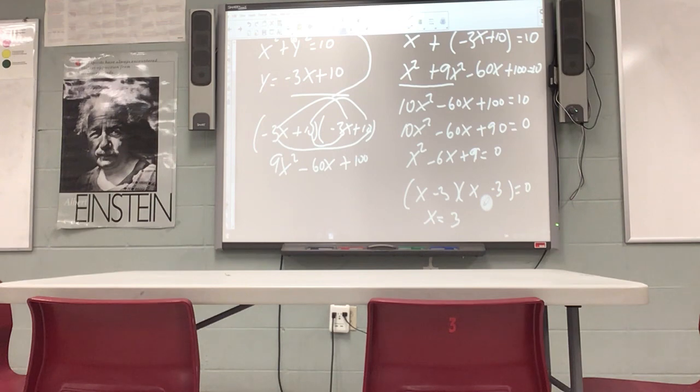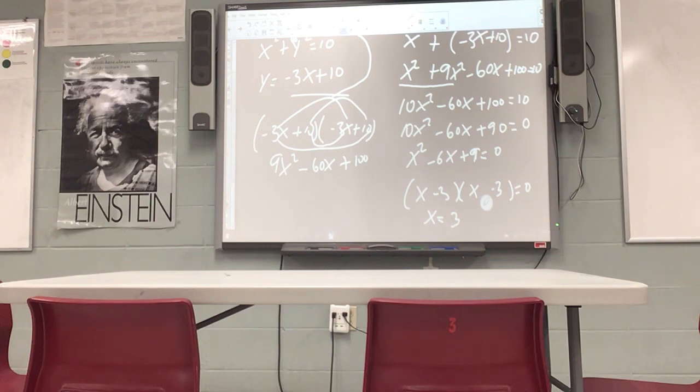Now, remember, we're looking for that place that the circle and the line are going to intersect. So we need an ordered pair. So what are we going to do with that x? Plug it in somewhere to find a y, and solve. I would go right back here to this original linear equation that's already solved for y, right? So plug that 3 in right there.